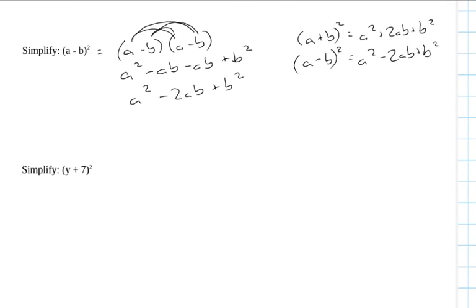So let's apply that here. Y plus 7 quantity squared. I'm recognizing that it's a binomial squared, so I'm going to take that first term squared plus 2 times the product of these. So the product of these is 7y. If I double that, I get 14y. And then the second term squared, which is 49.